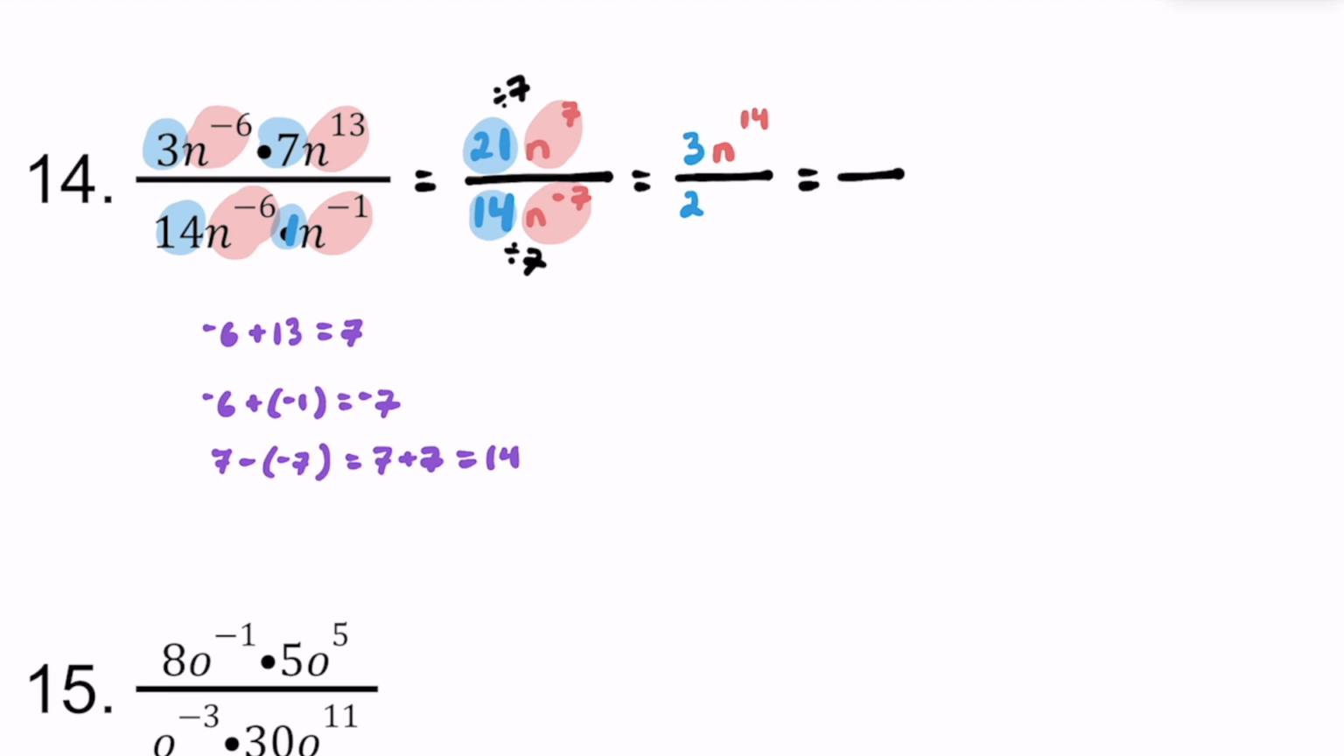So we can rewrite this as a 2 on the bottom in the middle, and then 3n to the 14th power. Or if you want to write this using a more clear looking coefficient, we can say this is 3/2 multiplied by n to the 14th power.